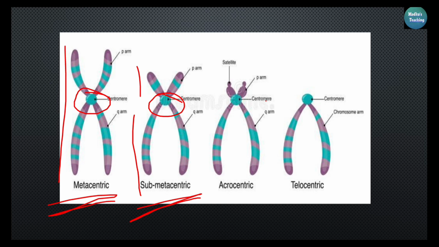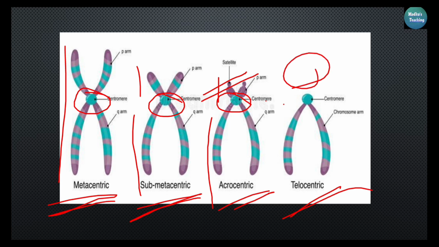And next, acrocentric chromosome. The acrocentric chromosome has very short arms and very long arms, and the centromere is very near to one end, and it has satellite DNA and secondary constriction also. This acrocentric chromosome appears as a J shape during the anaphase of cell division. And next, telocentric chromosome. The telocentric chromosome doesn't have a short arm, it only contains long arms, and the centromere is at one end, and this telocentric chromosome will appear as a complete rod shape during the anaphase of cell division.